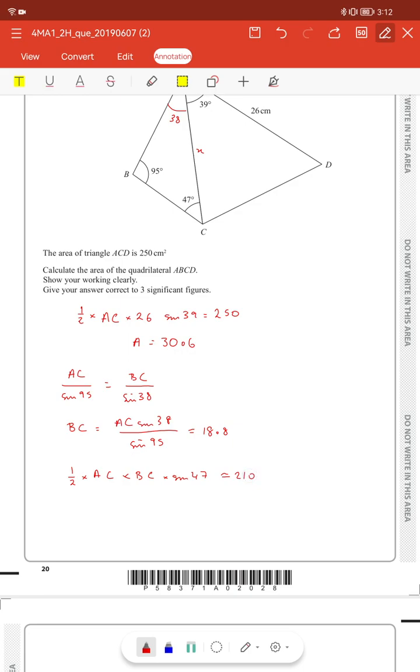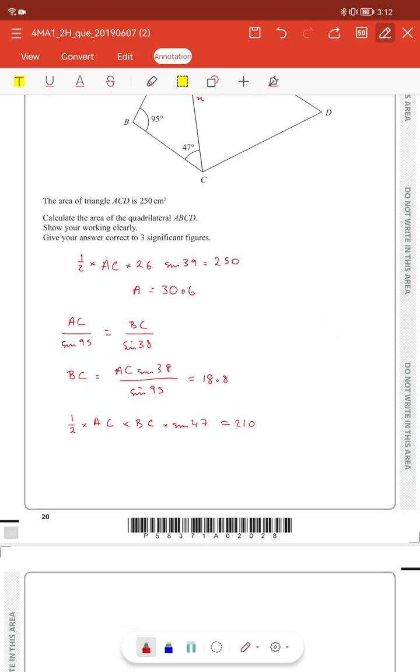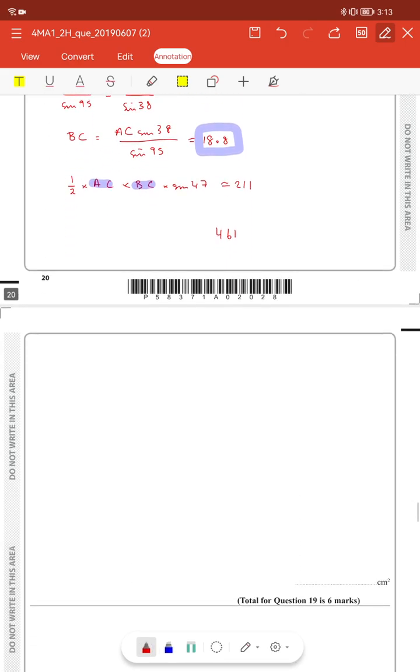And what we do is we need to add that to the 250 that we were already given. So we get roughly 211, sorry, this is about 211. And we get the total area being 461 to 3 significant figures. I have obviously simplified my values here, but you should use the most accurate values, not values to 3 significant figures.